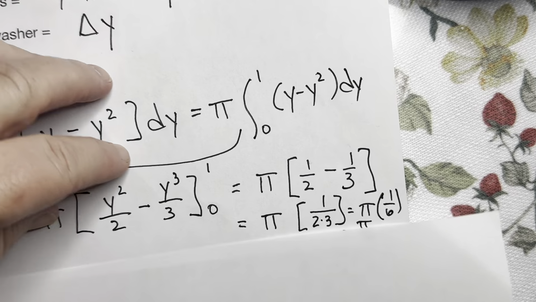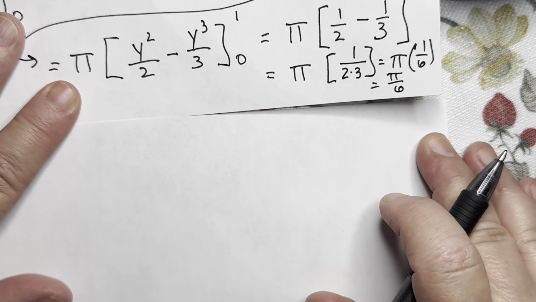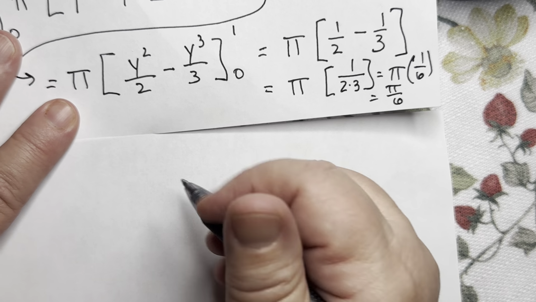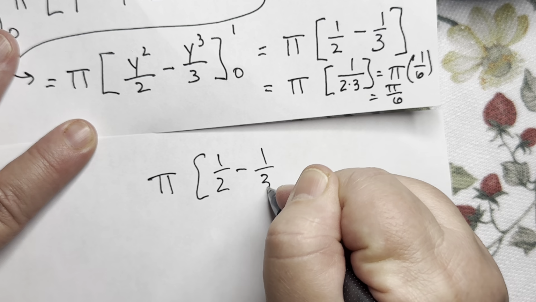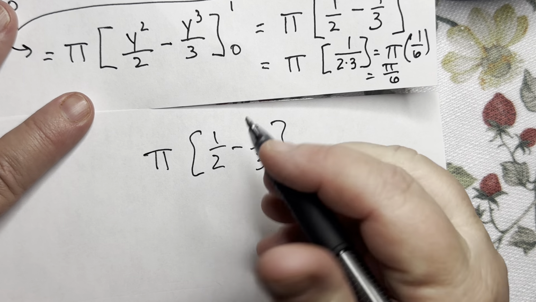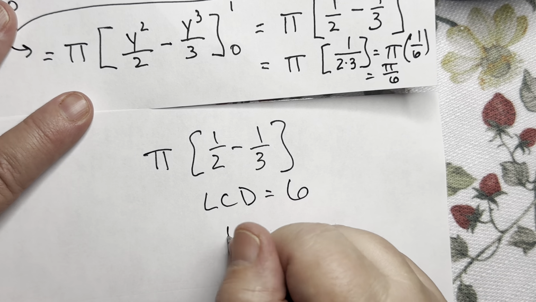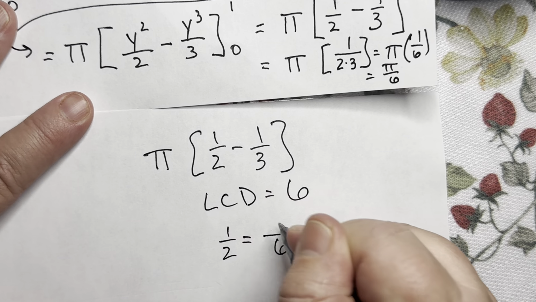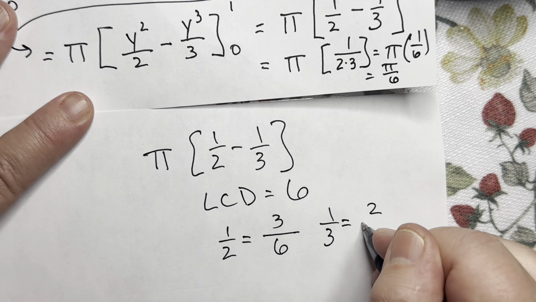So how do you do this if you're not going to be silly like me and using these old-fashioned rules that I sometimes remember and sometimes I forget? Well, if you don't use old rules like that, that's fine. All you do is come up with the least common denominator. In this case, it's going to be 6. 1/2 gives me 3/6. 1/3 gives me 2/6.